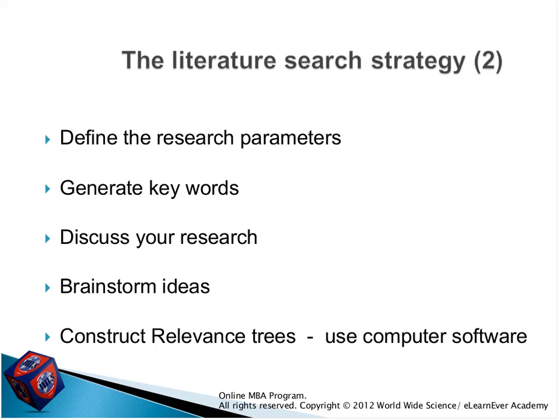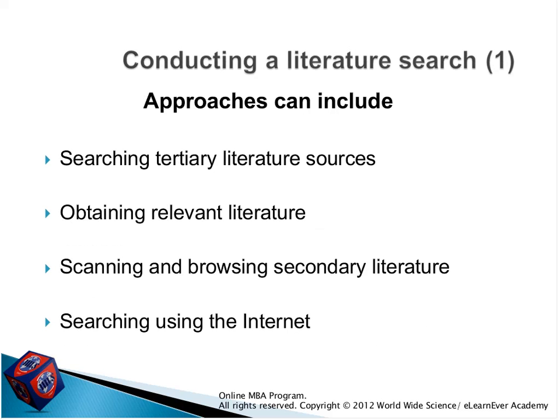And the search strategy 2 means define the research parameters, generate keywords, discuss your research, brainstorm ideas, construct a relevant tree, and use computer software also. These are very clear. And approaches can include searching tertiary literature sources, obtaining relevant literature, scanning and browsing secondary literature, and searching using the internet.